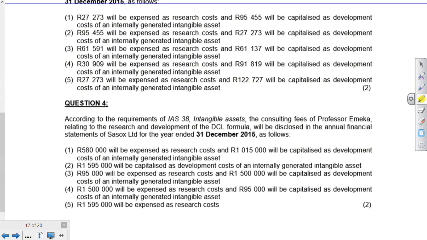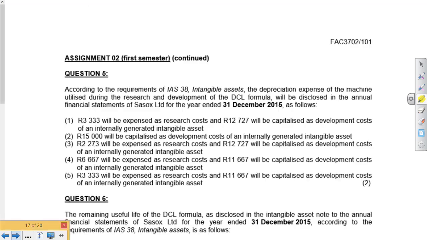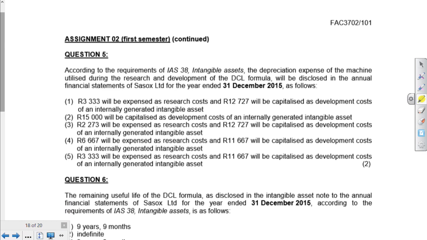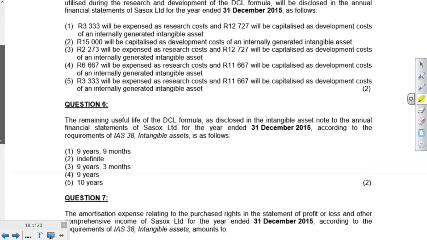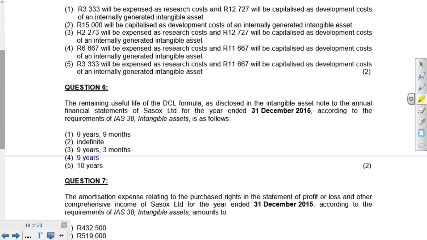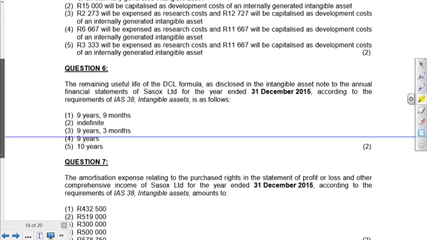Question 4 is related to the formula that we generated. So question 4 we also can't do. We'll do it next week. It's got to do with the development of this formula. So that's not the one we're looking at today. Question 5 is also intangibles with a research and development formula. That one we can't do. Question 6, the remaining useful life of the formula, we also can't do.